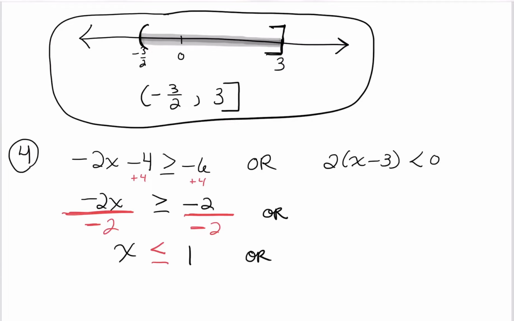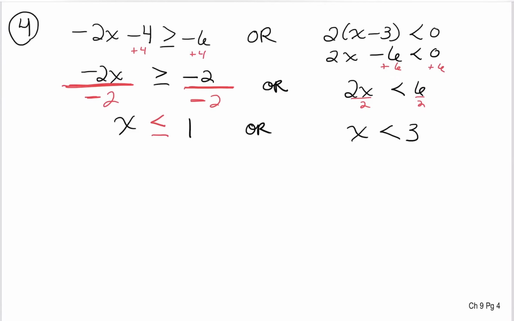Or, solving the inequality on the right here, I need to start by distributing through my 2. So 2x minus 6 is less than 0. And then I will add my 6 to the other side. And so we'll have 2x is less than 6. And then just dividing both sides by the 2. Haven't divided by a negative, so keep everything as it is. x is less than 3.